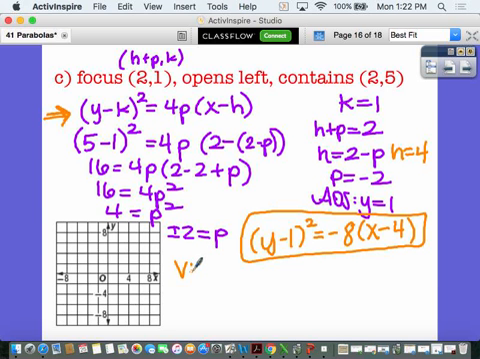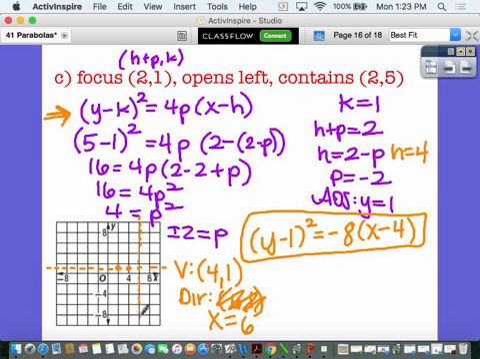So our vertex is where? 4, 1. So let's plot that. I go by 2's both ways, so 4, 1. My axis of symmetry is y equals 1. My focus is located at 2, 1. Where's my directrix at? 6, 1. Not 6, 1. What is it? x equals 6, because it's a line.